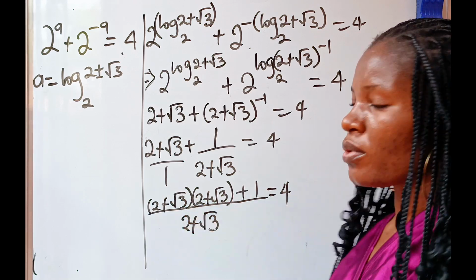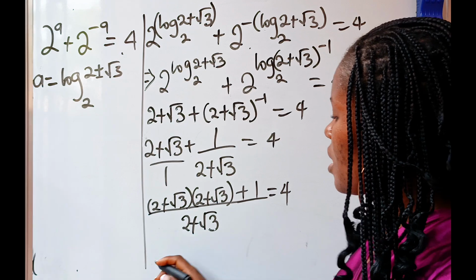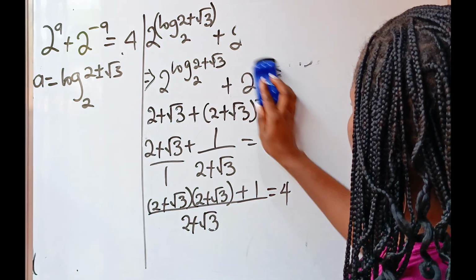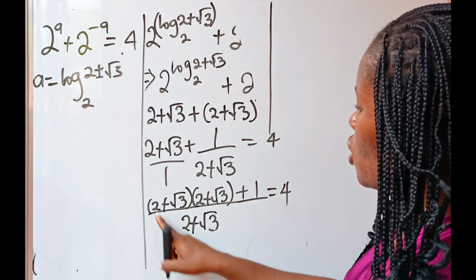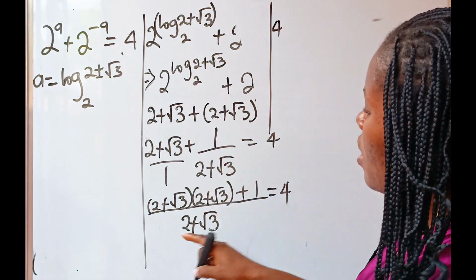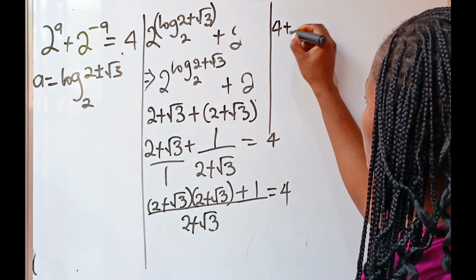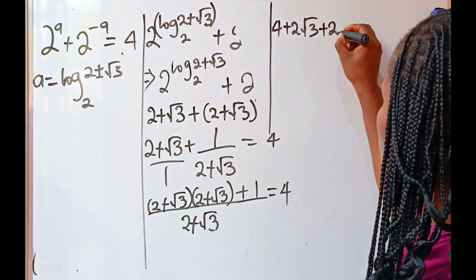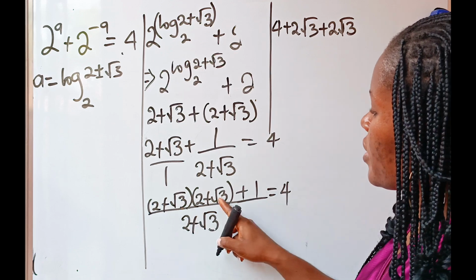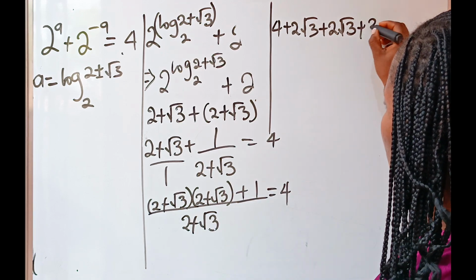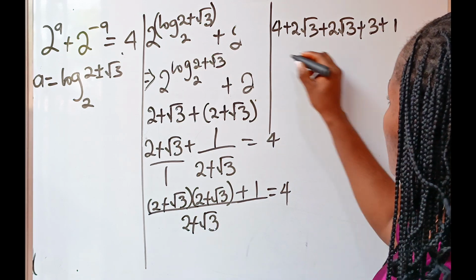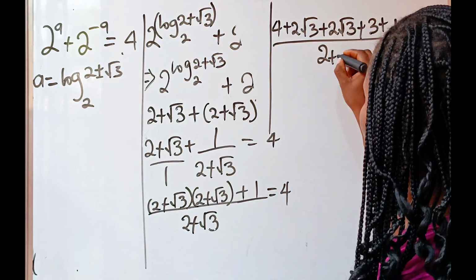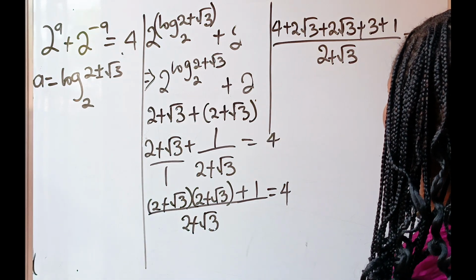Okay. Now let's open the bracket. Let's expand. So 2 times 2 will give us 4. Okay. So 2 times 2 will give us 4. 2 times root 3 will give us plus 2 root 3. Now plus root 3 times 2 will give us plus 2 root 3 again. And root 3 times root 3 will give us 3. Okay. Then plus 1. Everything divided by 2 plus root 3. Okay. 2 plus root 3. And this is equal to 4.